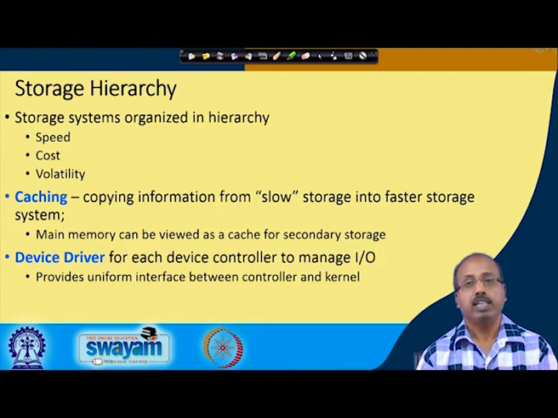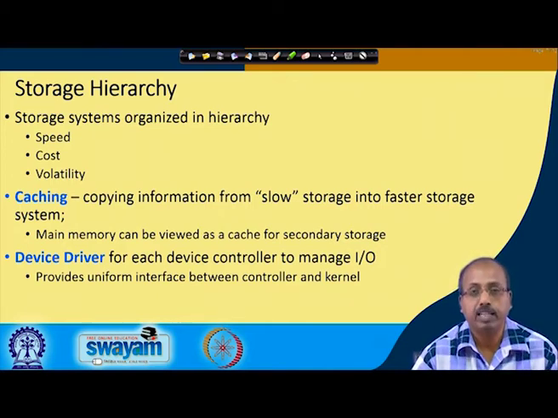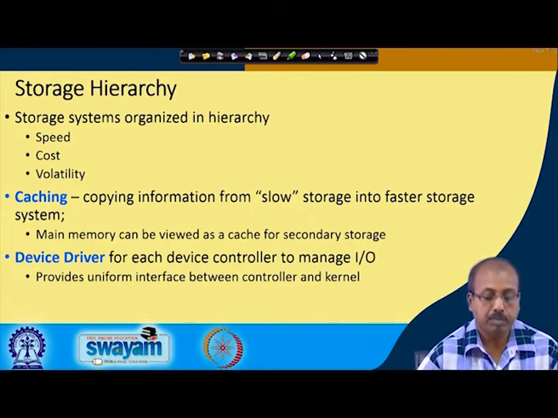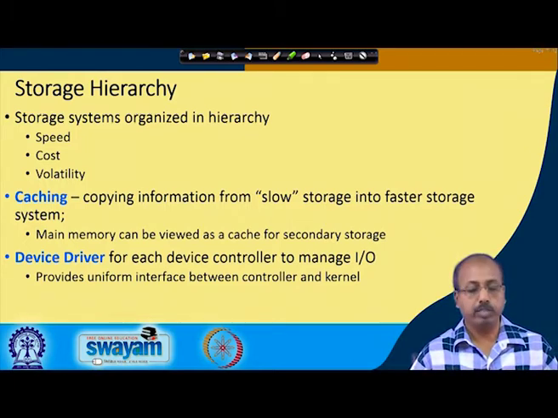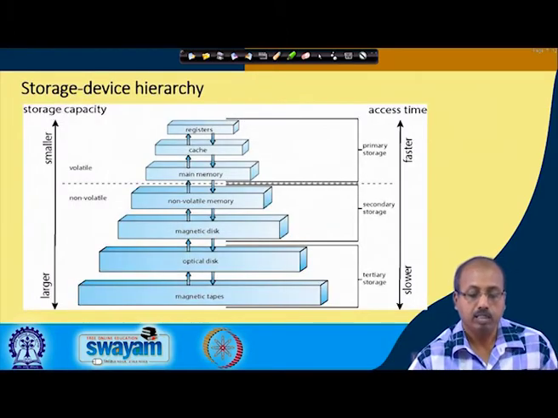This way, starting from these CPU registers, if you go to the final tertiary storage, we have different values for the speed, cost and volatility figures. We will also be using the concept of caching for copying information from slow storage into fast storage. I will come to this concept slightly later. So, it is like this.